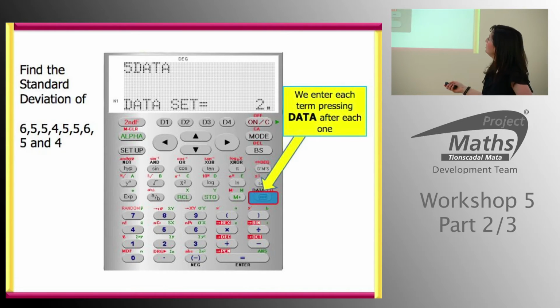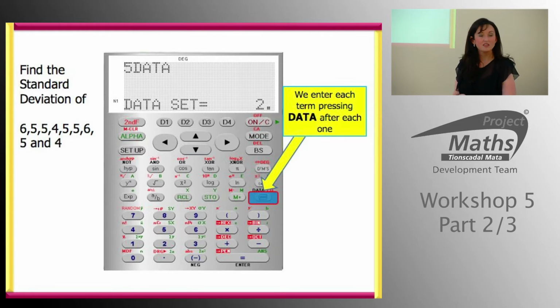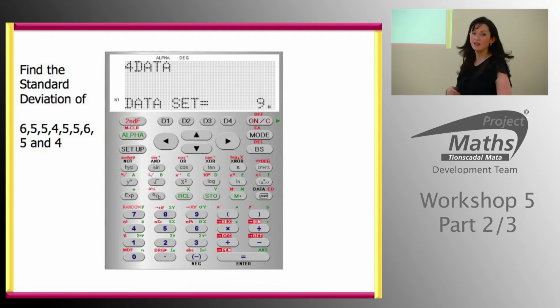We put in 5, and you can see when we put in 5, I now have 2 pieces of data in my set, and so on, all the way up to 9. Now, as I said a minute ago, we do not need to AC back out of this on the Sharp. On the Sharp, you just leave it as is and go straight in and get your statistics.